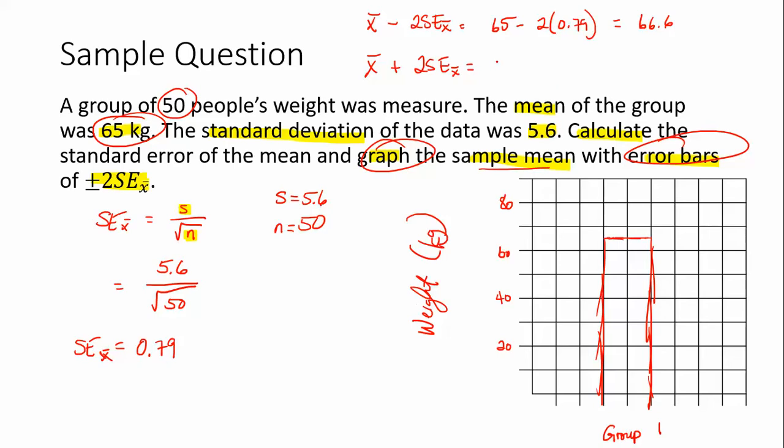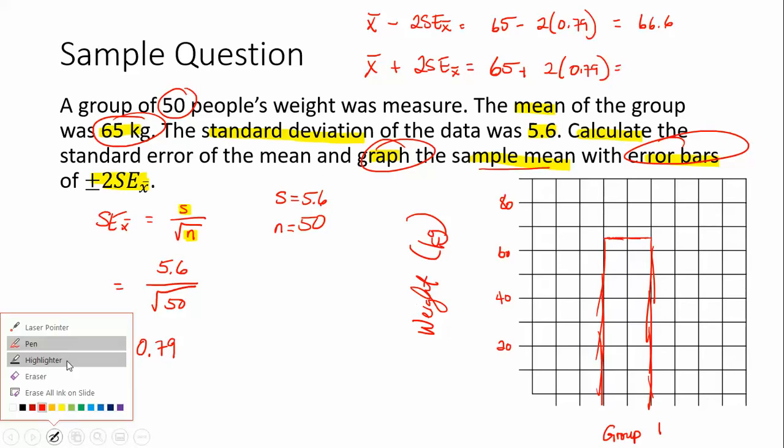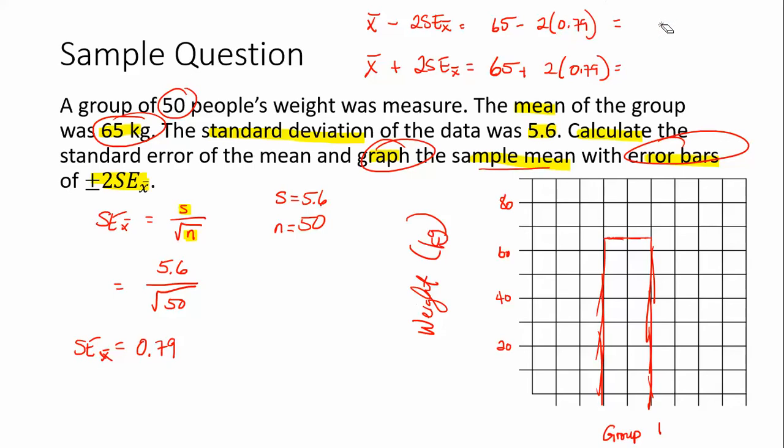Then on the bottom, that second calculation is going to be 65 minus 2, plus 2 times 0.79, and that's going to be... Oh, my bad. Sorry, I did this in the opposite order on my scratch paper. 65 minus 2 times the standard error is 63.4. And plus 2 times the standard error is 66.6.